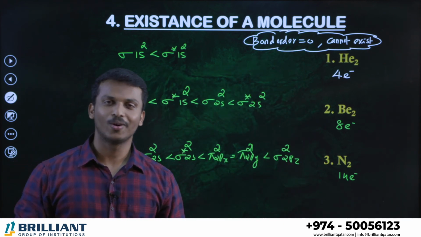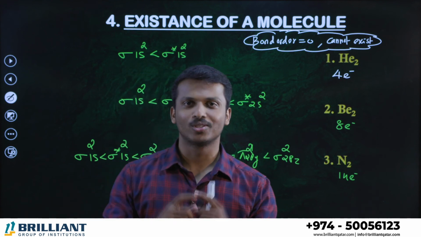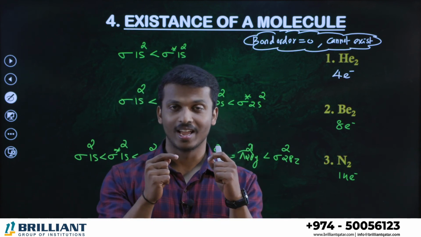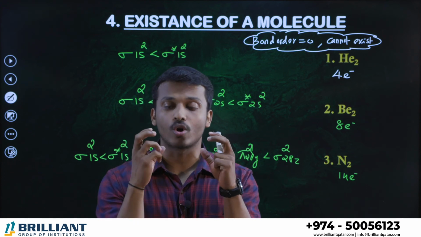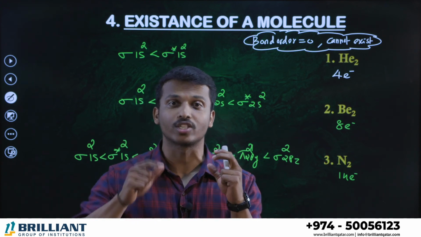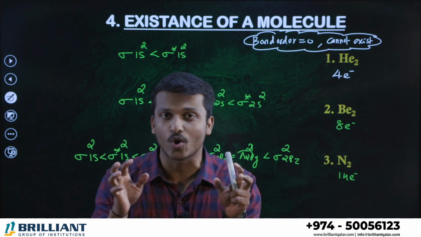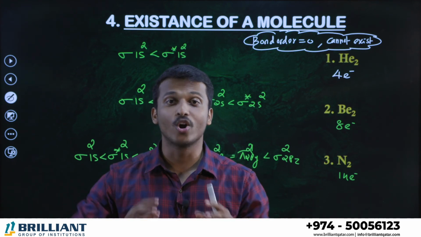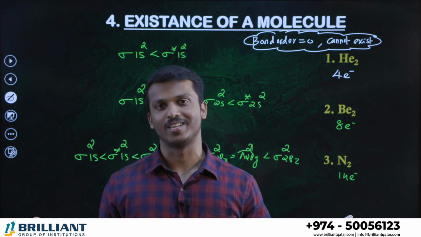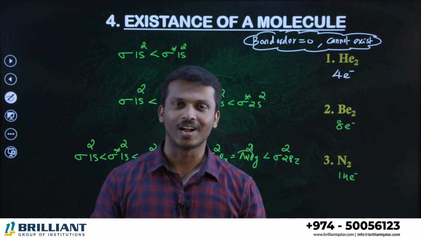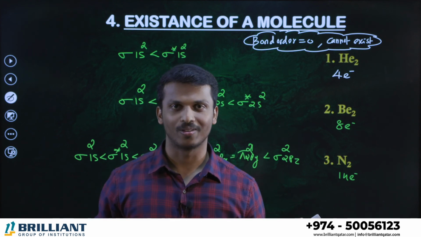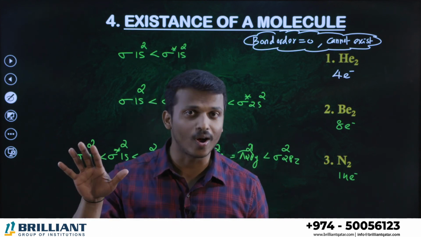Why? What is the bond order between two hydrogens? Two hydrogens are connected through a single bond, so the bond order is 1. If two oxygens are connected through a double bond, the bond order is 2. What is meant by bond order? The number of bonds between two atoms. Bond order 0 means there is no bond here. So how can the atoms combine together? They cannot. So with bond order 0, the molecule cannot exist.